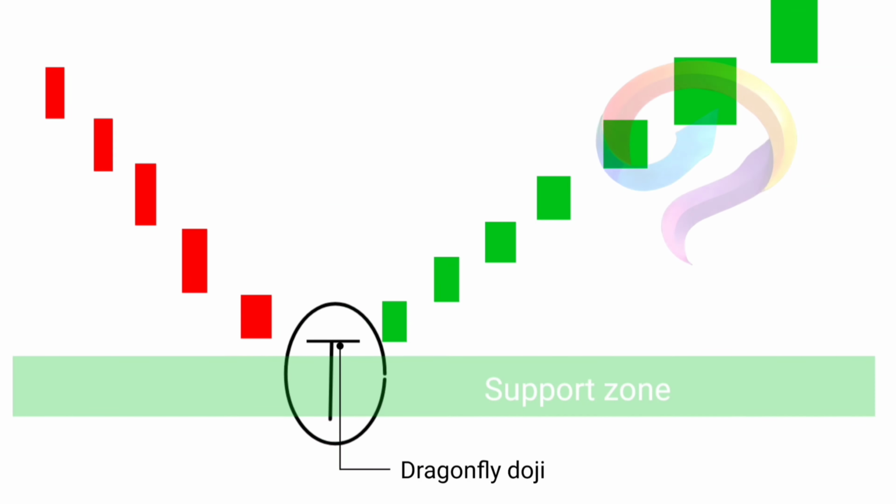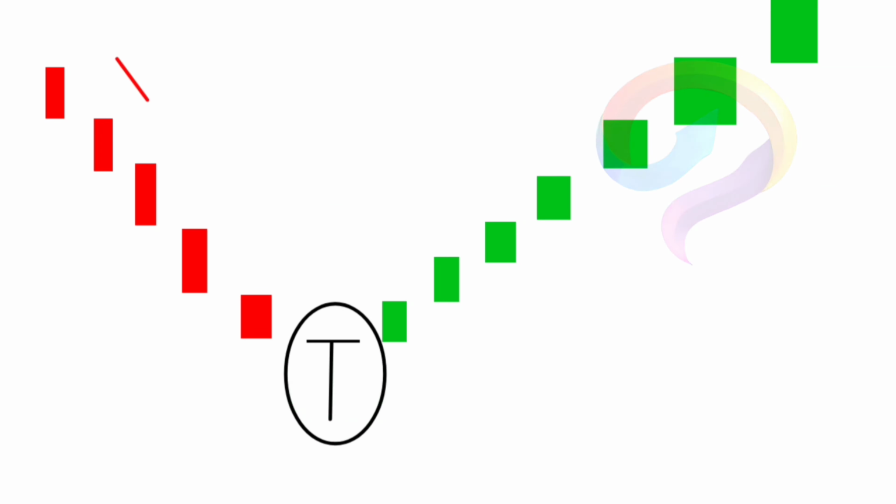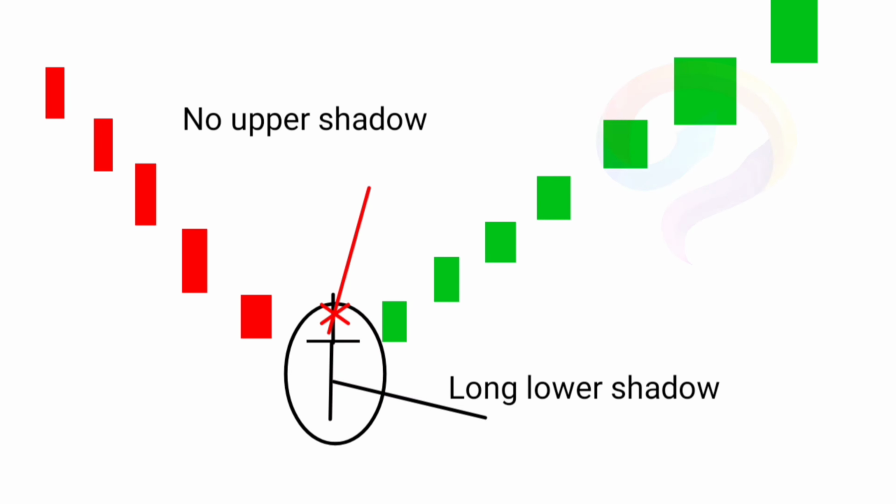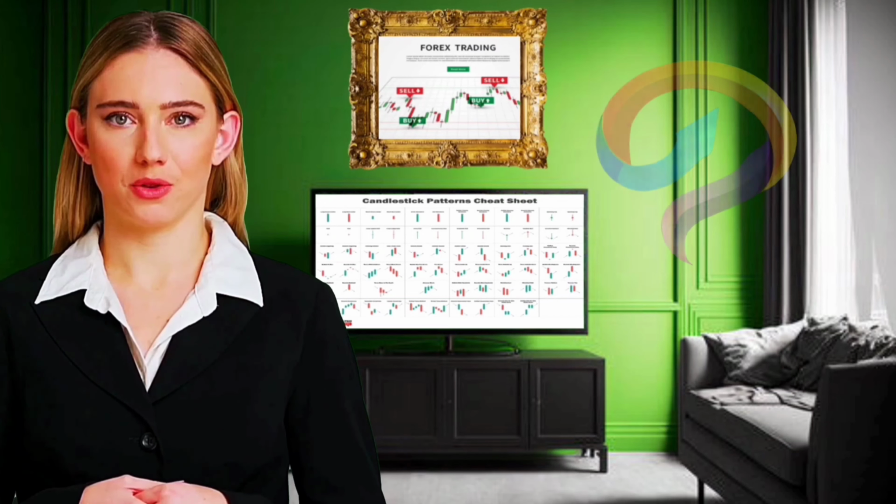The Dragonfly Doji is a popular candlestick pattern used by technical analysts to identify potential trend reversals. It is formed when the opening and closing price are at or near the high of the trading session, with a long lower shadow and no upper shadow. This creates a shape resembling a dragonfly, hence the name.